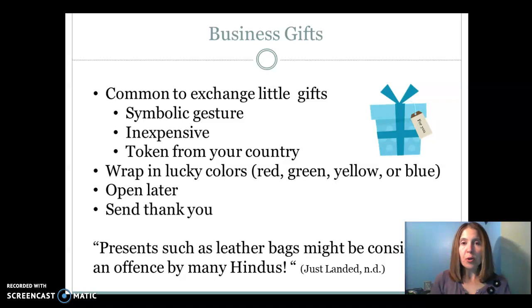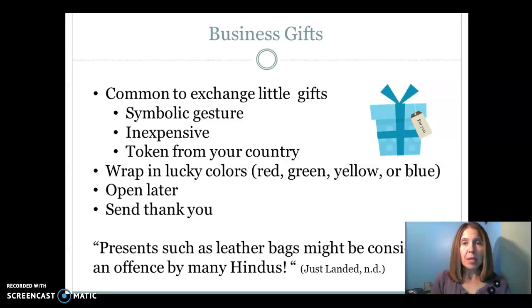It is also proper business etiquette to exchange small gifts when first meeting someone. They are a symbolic gesture. The gift should be inexpensive and perhaps some small token from the country that you are from. It's good to wrap them in colors that Indians think are lucky. Typically, you open gifts after the meeting, after you've left, but it is proper etiquette to send a thank you card afterwards.